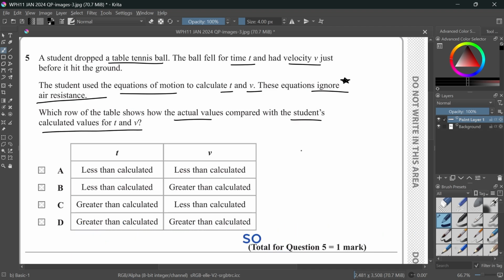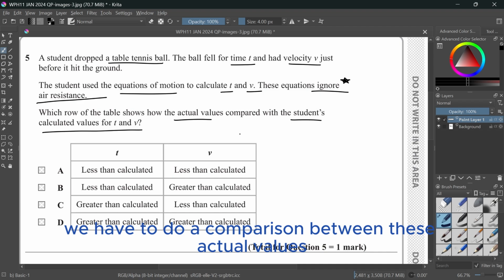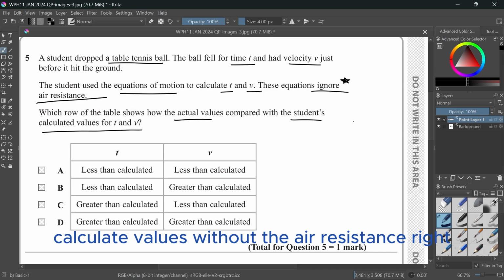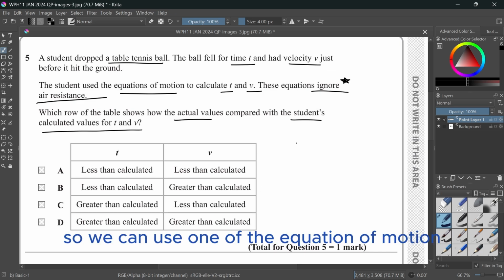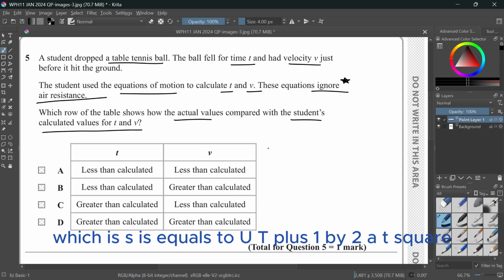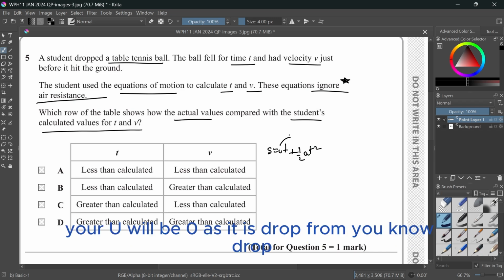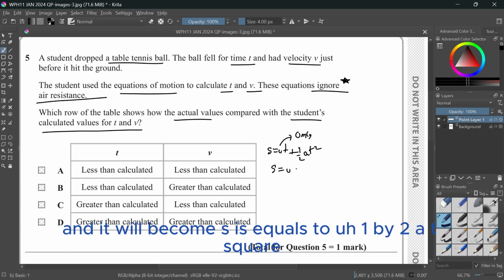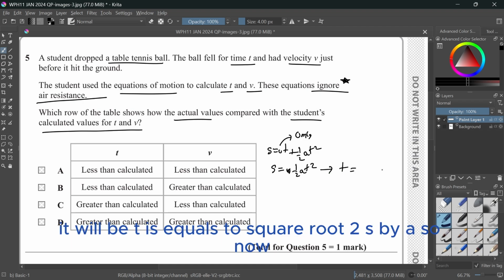Okay, so we have to do a comparison between the actual values when it has air resistance with the students' calculated values without the air resistance, right? So we can use one of the equations of motion, which is s equals ut plus 1/2 at squared. Your u will be 0 as it is dropped, so its initial velocity is 0 meters per second. Then it will become s equals 1/2 at squared. If you rearrange it, it will be t equals square root of 2s by a.